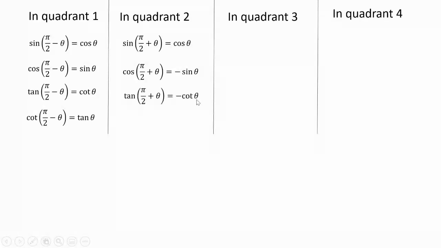Well, what do you think happens to tan? The tan, remember we were in the second quadrant again, the tan of pi over 2 plus theta is now minus cotangent theta. And also, cotangent of pi over 2 plus theta is also equal to minus tan theta.